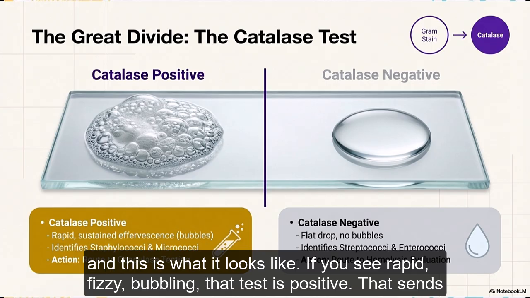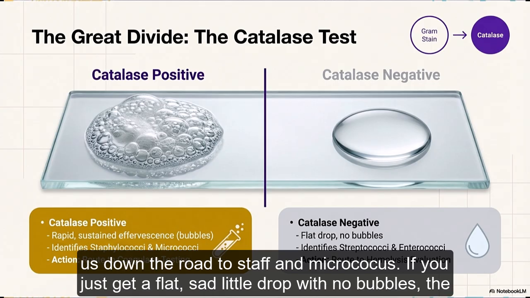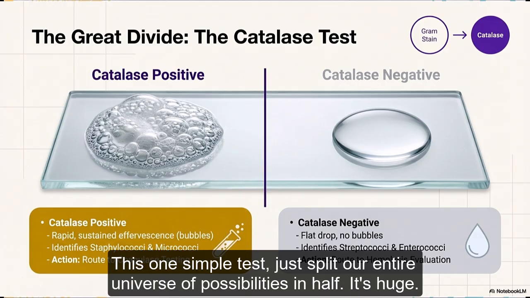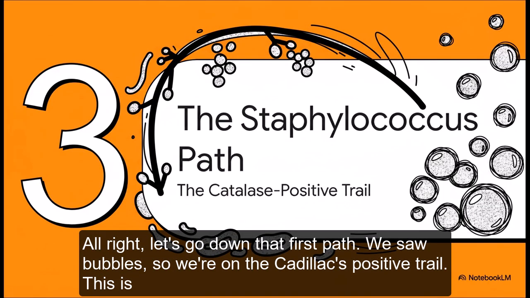If you see rapid, fizzy bubbling, that test is positive. That sends us down the road to Staph and Micrococcus. If you just get a flat, sad little drop with no bubbles, the test is negative. And that steers us down a completely different road for Strep and Enterococcus. So think about it. This one simple test just split our entire universe of possibilities in half. It's huge.